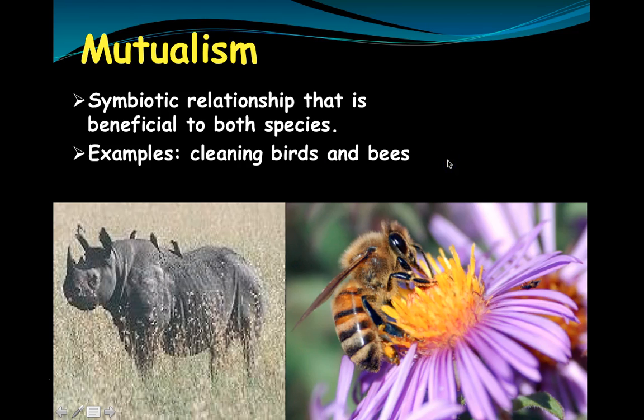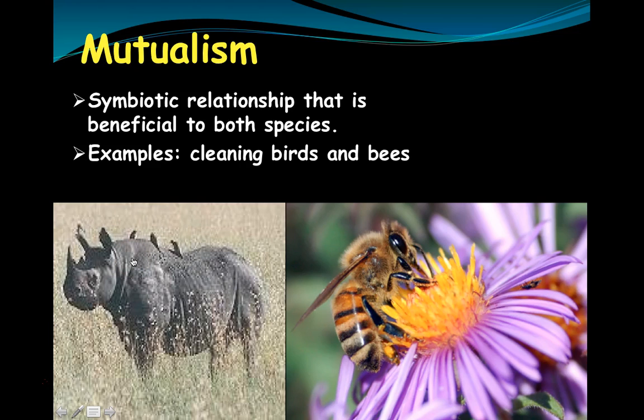A symbiotic relationship called mutualism is a beneficial relationship for both species. So the examples that we have here are a bee with flowers, and we also have cleaning birds on rhinos. So we'll start with the rhino first.